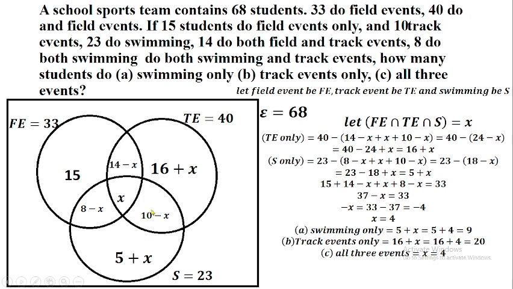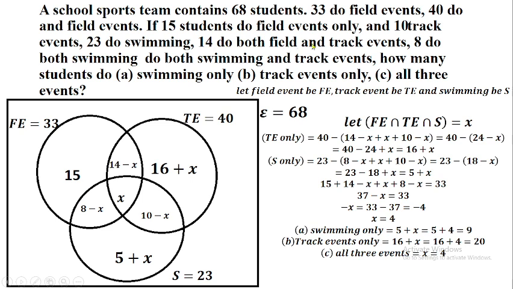10 do track event and swimming. So the reason why you're having 10 minus x here is that they did not say that 10 do track event and swimming only. But let's go again. Then 23 do swimming. That means all the elements in swimming is 23.